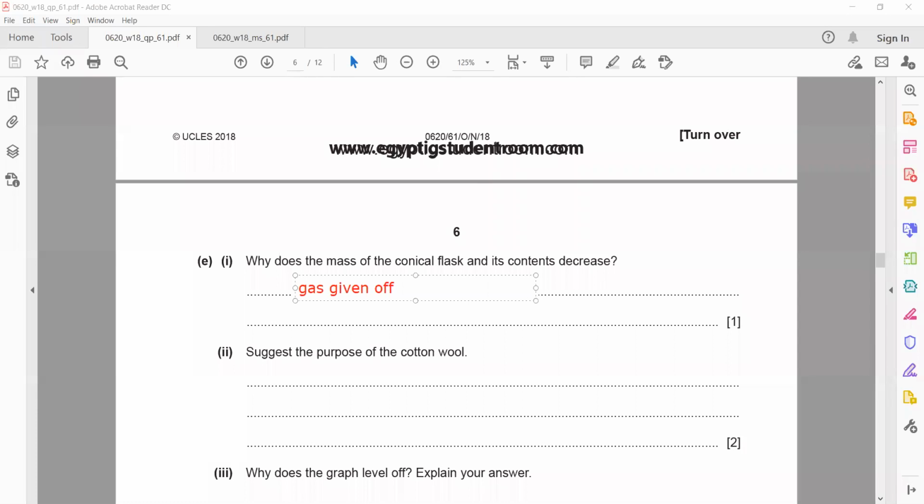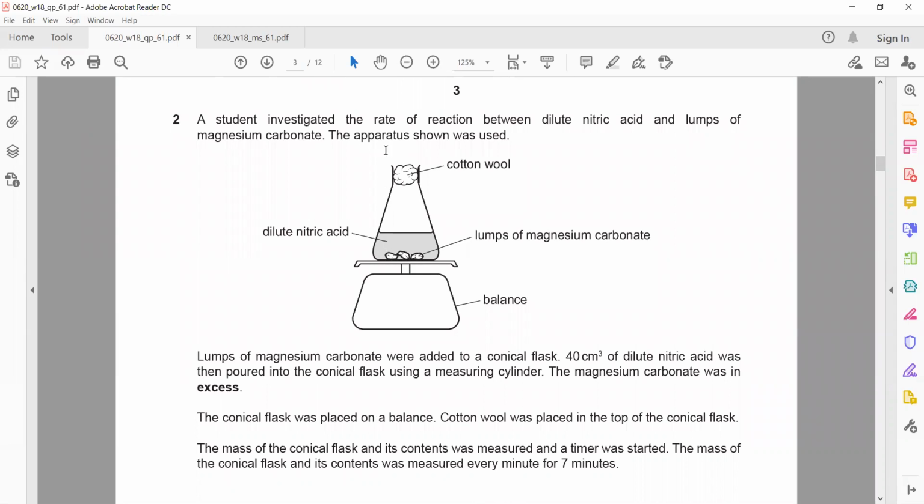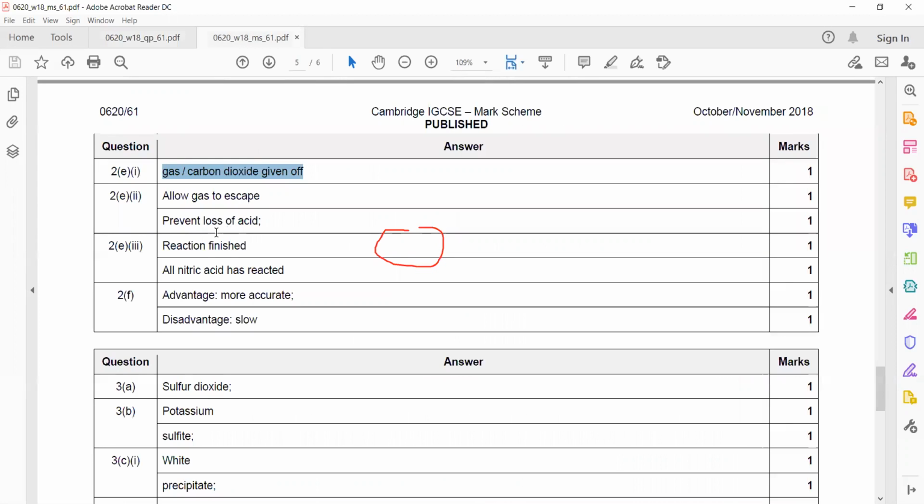Yeah. So why is the cotton wool placed? We don't want the content of the flask to go out. Like when magnesium carbonate is reacting with acid, we don't want them to go out when they are reacting. That's why we place a cotton wool. So it allows the gas to escape, that's one thing, and prevents loss of acid.